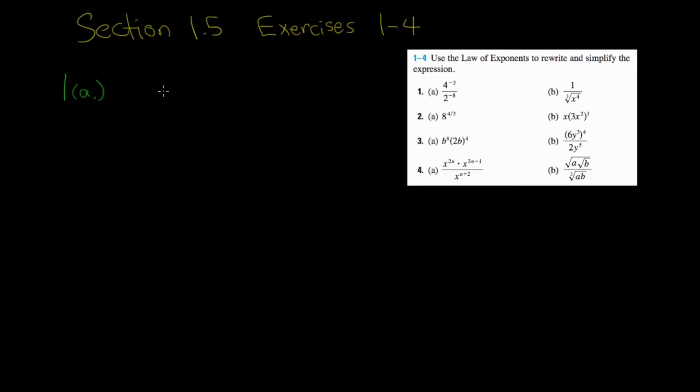1a. 1a says 4 to the negative 3 over 2 to the negative 8. Alright, so remember, when you have a negative number as your exponent, you just flip the entire term. So if it's in the numerator, put it to the denominator. If it's in the denominator, put it up into the numerator. So this is the same as 2 to the 8 over 4 to the 3, and of course change the sign of your exponent from negative to positive.